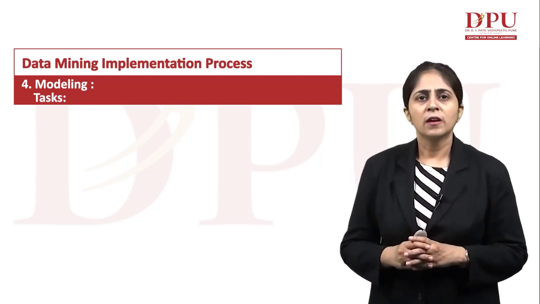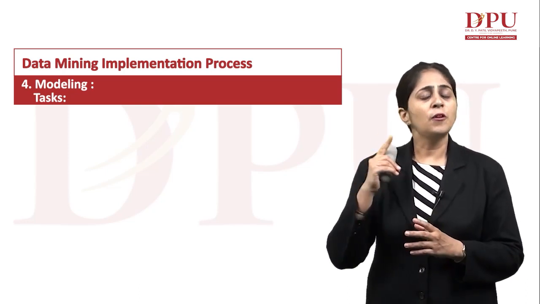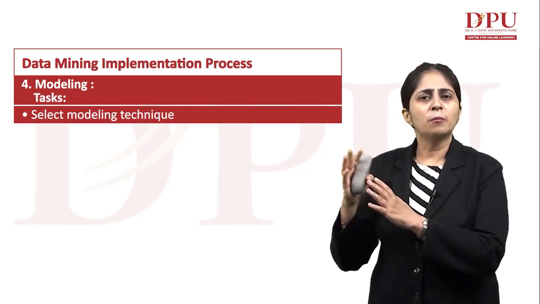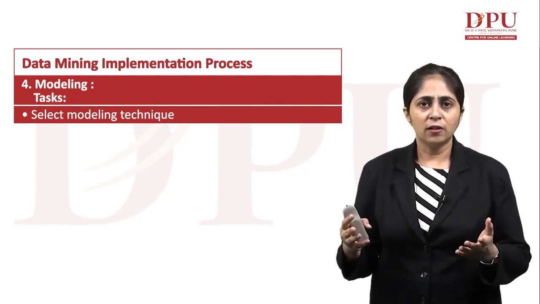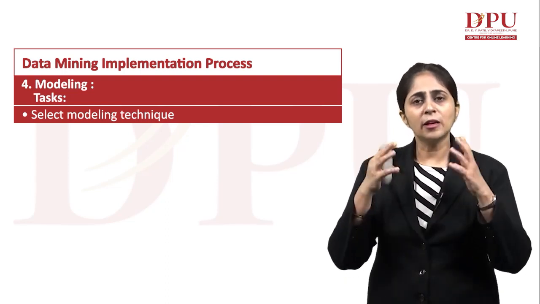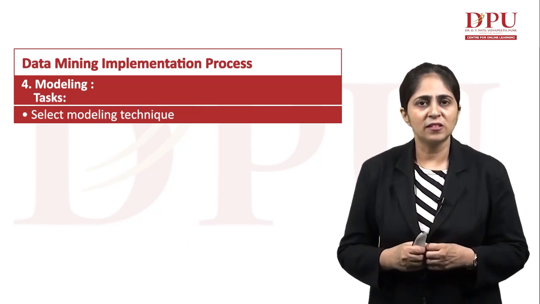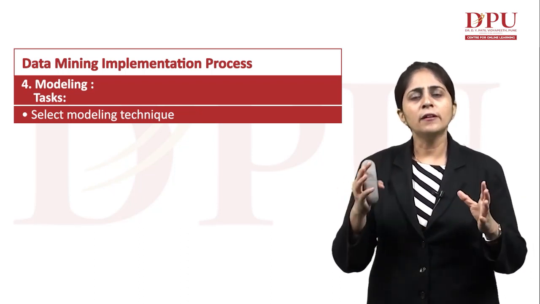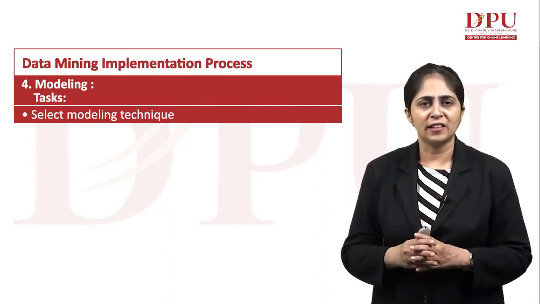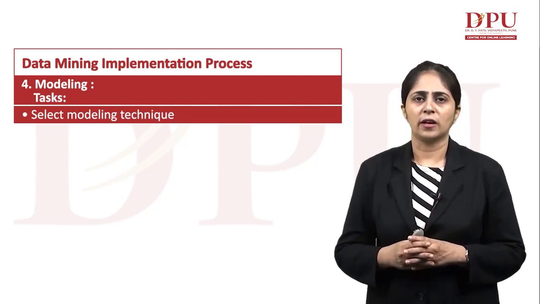Now, whatever data has been received during this time, we have to model it properly. So the various tasks that are required for modeling are, first of all, selecting the modeling technique. There are a number of modeling techniques available. We have to select a particular modeling technique as per the requirement of the business. What do we want to take out from this data? According to that, we need to find a proper modeling technique for it. That is the very first thing in modeling.